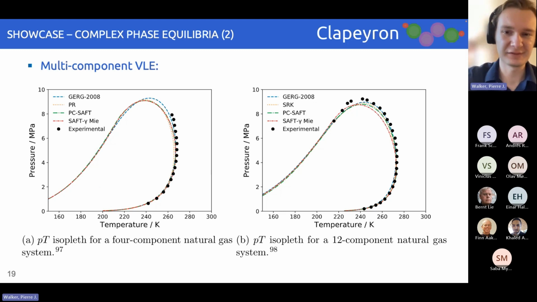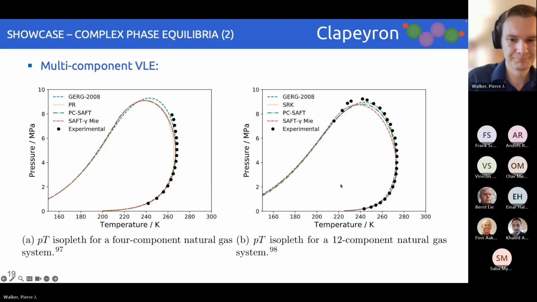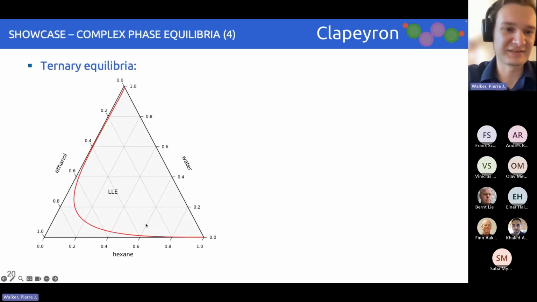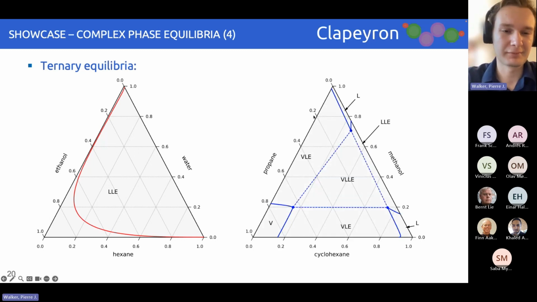Clapeyron can also be used beyond simple binary mixtures. Here we show two PT isopleths, one for 4 components and one for 12, where both of these are liquefied natural gas systems. We are also able to model ternary mixtures, where it would be a simple immiscibility curve, shown here with a water, oil, and alcohol system. And even more complex systems, where we have vapor-liquid equilibrium, liquid-liquid equilibrium, and three-phase equilibria.